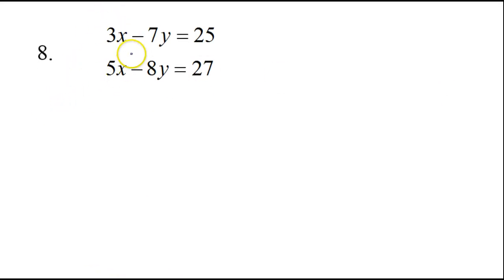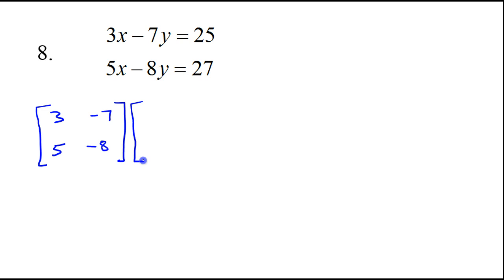Let's start by setting up a matrix equation. The first matrix will come from the coefficients of these variables. So I will have 3, negative 7, 5, and negative 8. All right, this is my coefficient matrix. Next comes the variable matrix. You see the variables x and y, so I'll just put x and y in that order as a column matrix. And then I'll make the answer matrix out of these constants over here, 25 and 27.